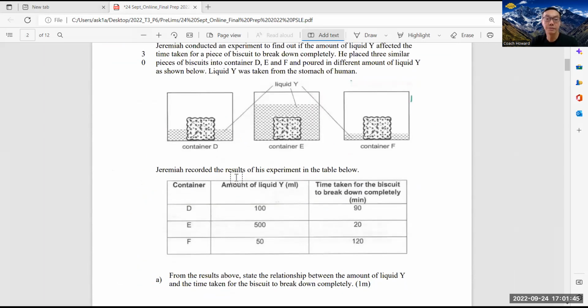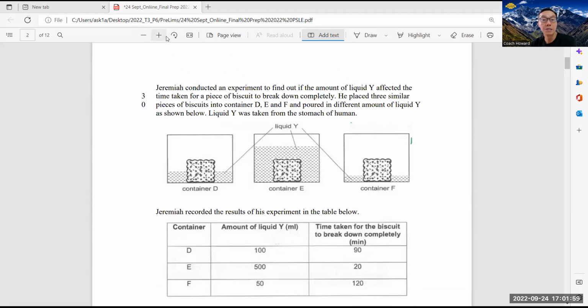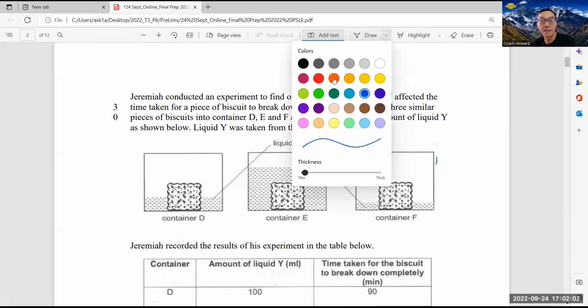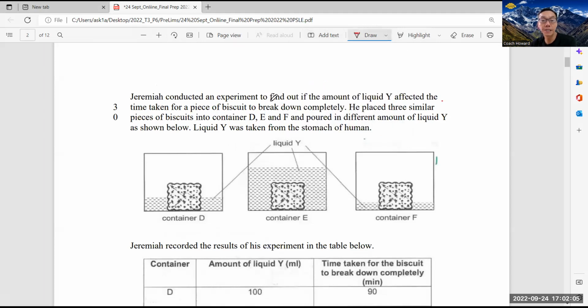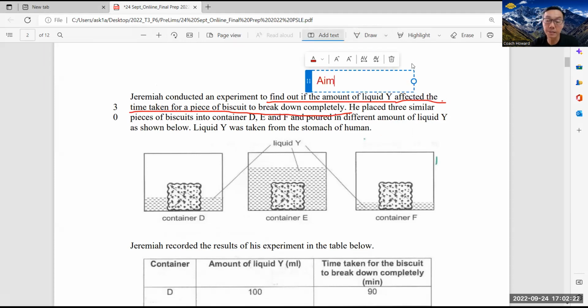Take a look at this question before I discuss with you. This one is about the surface area involved in the biscuit. Jeremiah conducted an experiment to find out if the amount of liquid Y affects the time taken for the piece of biscuit to break down completely. Because this is the last lesson, I need to remind you to annotate when you read the question paper. So during the exam, I want you to put an aim of the experiment here.